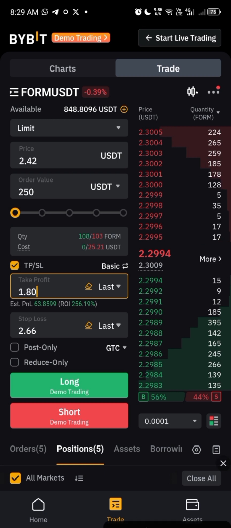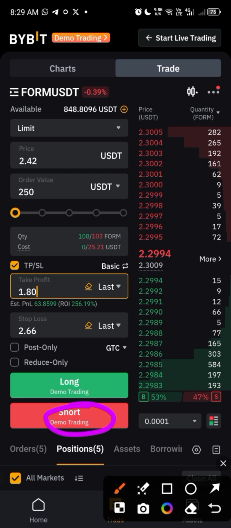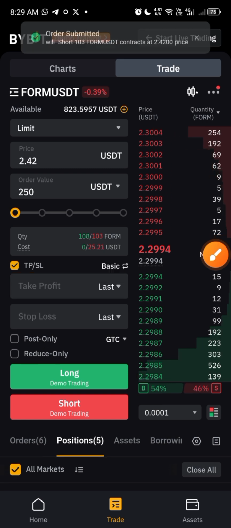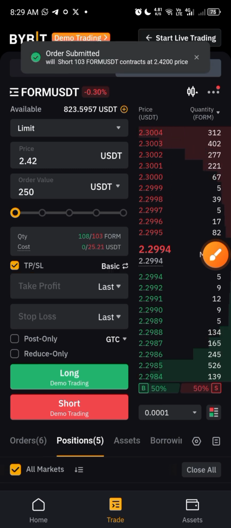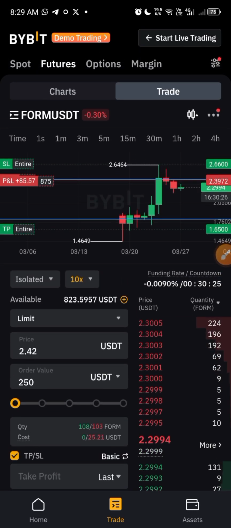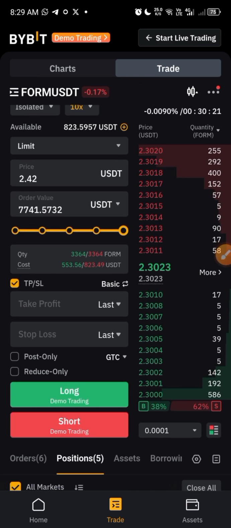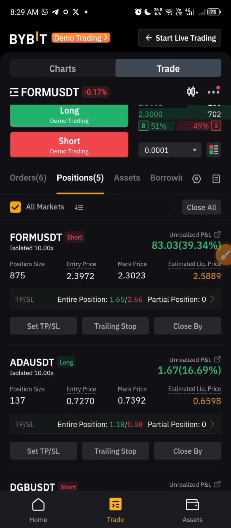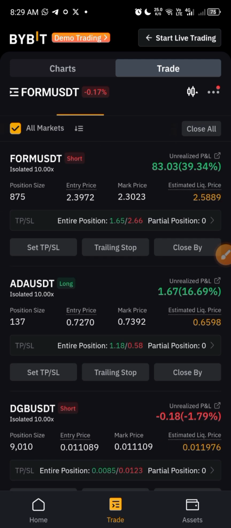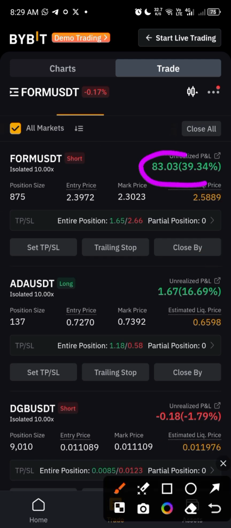And the next thing you need to do is to now click on this short. So I'll click on this short. So I'm shorting this market right now because I am trading it with demo. So I have entered the market. Let's go down and see. You can see this is the form. This is the form I took. This is the one we took earlier. This is it, form USDT.